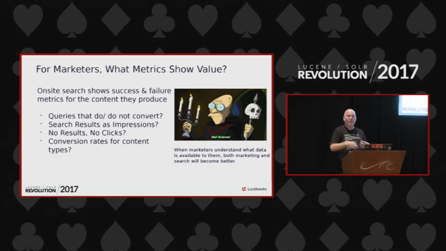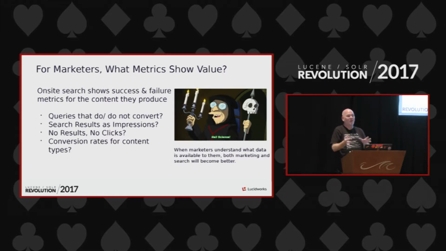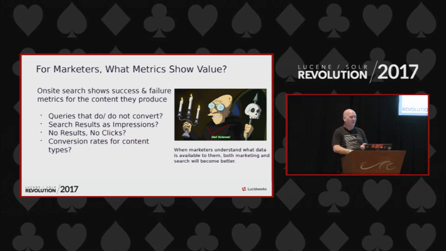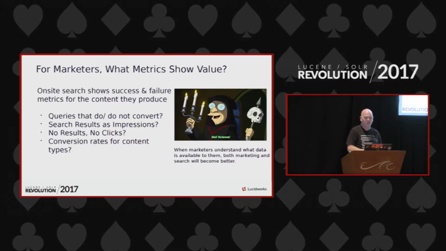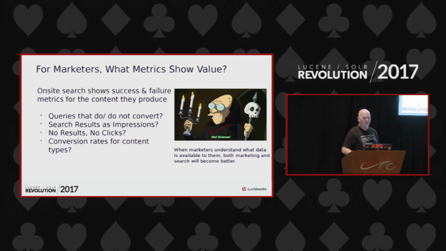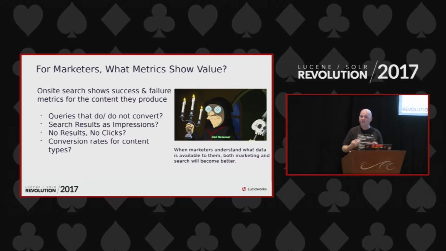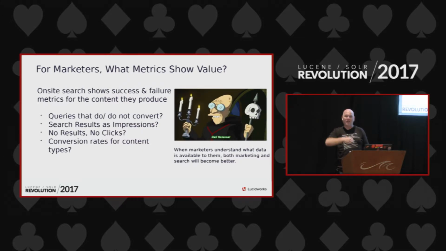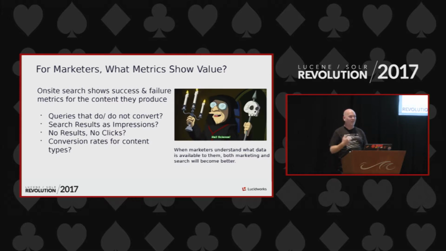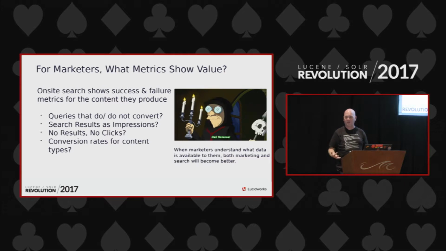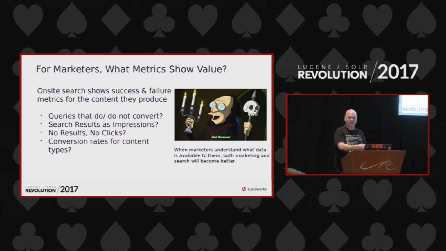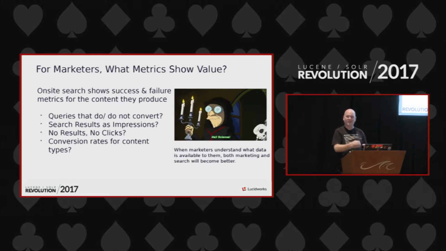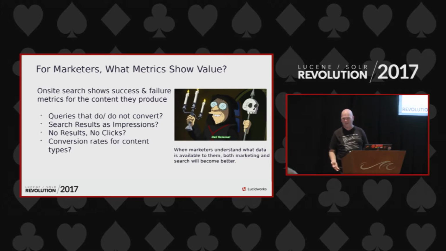If we can start looking at data, what are the queries that don't convert? What are queries that showed 0 results? If you start looking at search engine results as impressions, and when I say impressions, I'm looking at it like in advertising language, when an ad shows up, that's 1 impression. For example, like AdWords. If an ad shows up, that's an impression. If it shows up 100 times and gets clicked once, that's a 1% click-through rate.